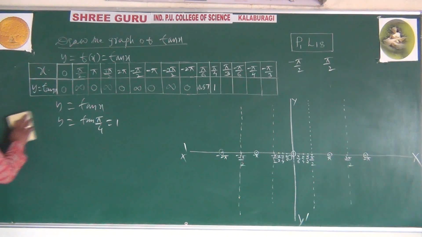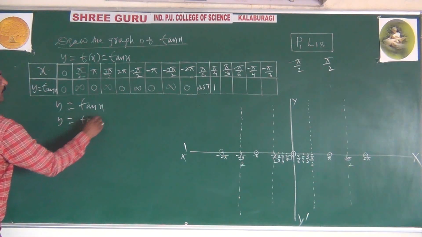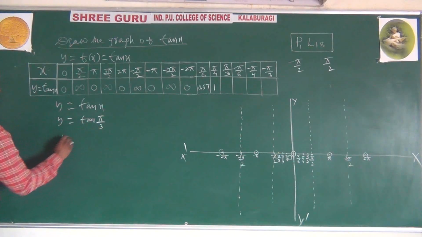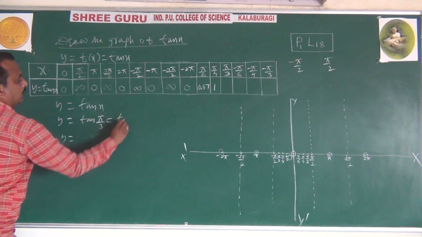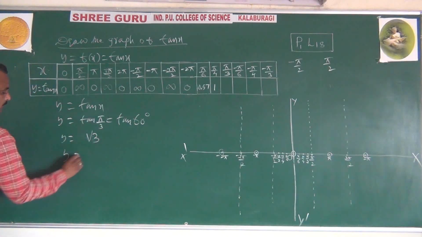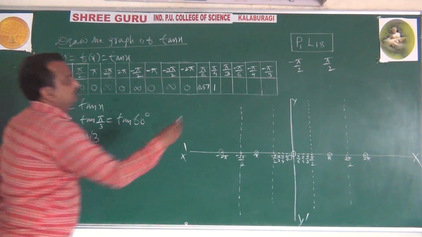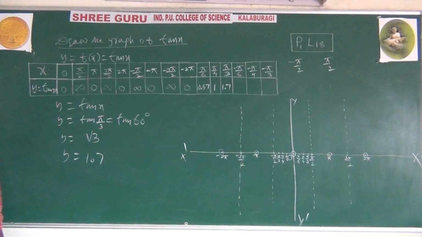The next, we will go for the tan 60, that is pi by 3. Tan of pi by 3, tan of 60 degree, root 3 it is. Tan 60 is equal to root 3 value it is. What is root 3? 1.7 something it is.